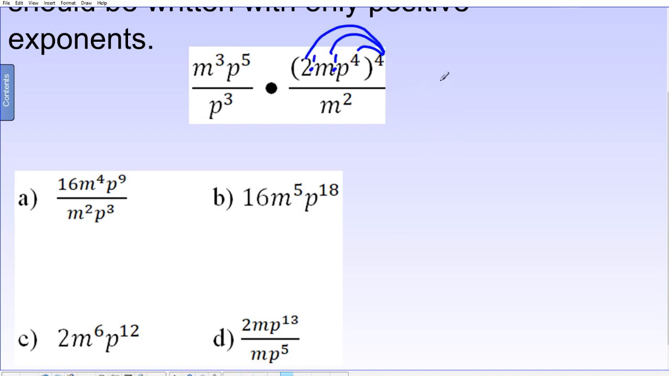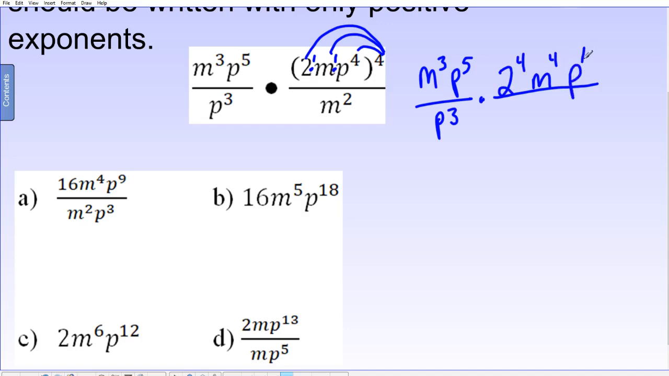So if I simplify this first step, I'm going to copy down this whole thing over here as well. M cubed P to the 5th, P cubed, times 2 to the 4th, M to the 4th, P to the 16th, 4 times 4 is 16, over M squared. I cannot add anything here. I cannot add anything here. So now I'm looking for what things I can cancel out.